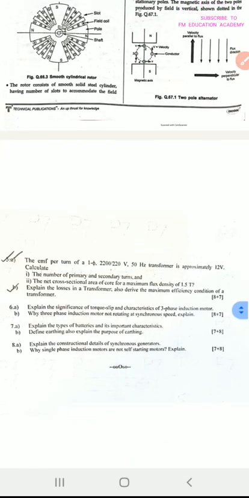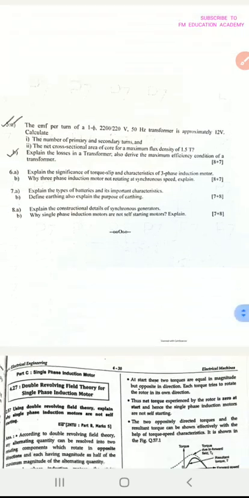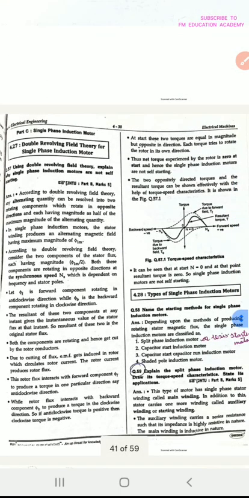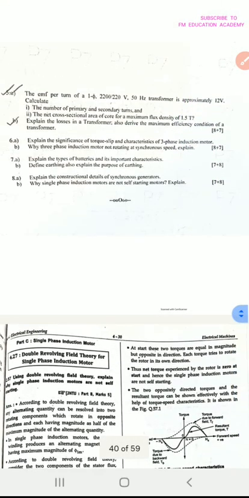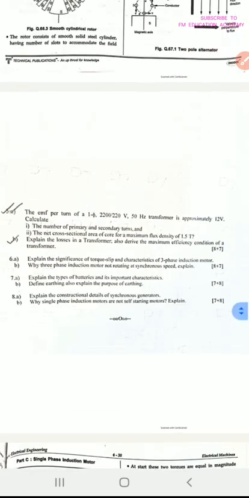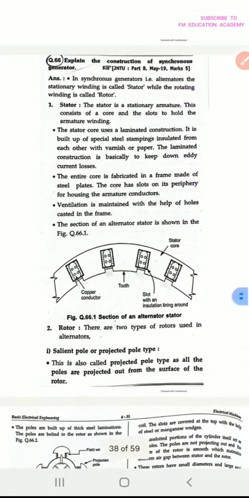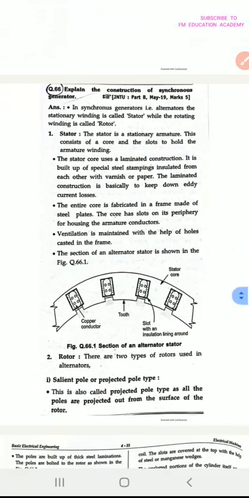Which question is it? 8th A: constructional details of synchronous generator. 7B is over. Sorry, 8th A is this question: constructional details of synchronous generator.